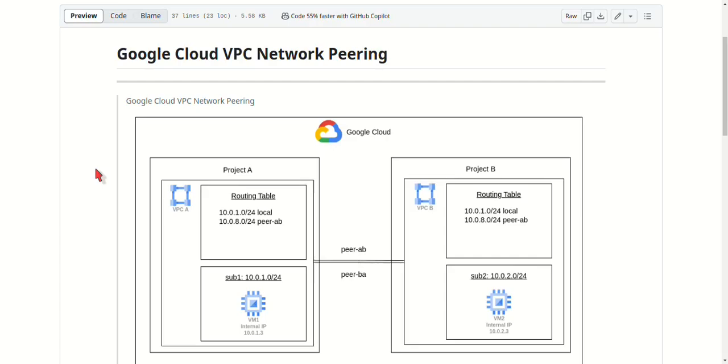Secondly, it supports custom routes. Custom routes, including static routes or those learned via BGP, need to be manually configured for exchange. This ensures that specific routing needs are met across peered VPCs.